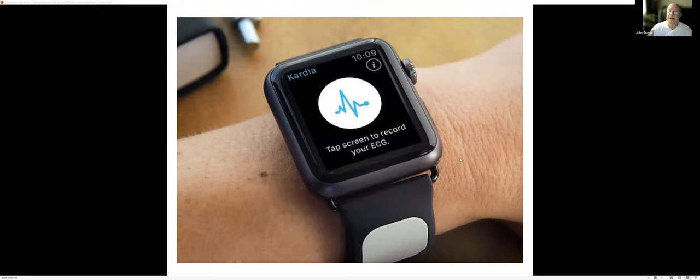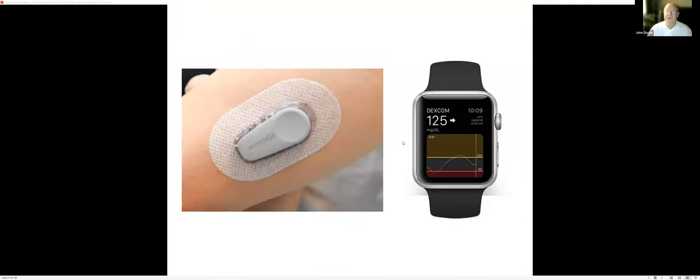Here is an accessory you can get called Cardia that records your electrocardiogram with a separate device. And here is a device, the Dexcom, that will communicate with your Apple Watch to look at your blood glucose levels and trend it over time. So that is something that is making management of type 1, in particular type 1 diabetes, more manageable. You can alter your infusion rate based on this particular reading that you get.